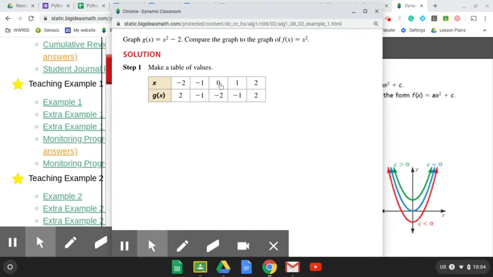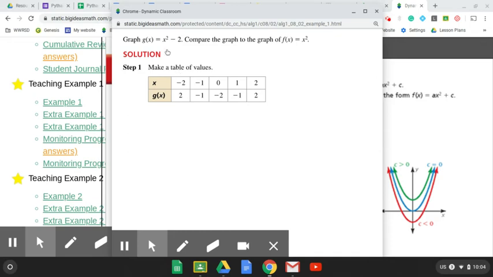We're going to put 0 in the middle for our x's. And because there's no number in front of this x squared, we're just going to go by 1s. So we went down by 1s and up by 1s. You can take these x values and plug them into your equation up here to find your g of x or your y values down here, or you can put the equation into your graphing calculator and do second table to get these values as well. Let's just see if we can do it in our head.